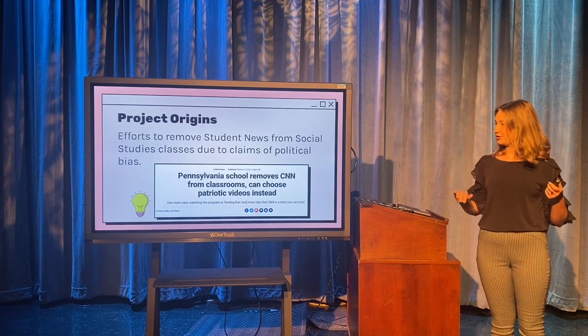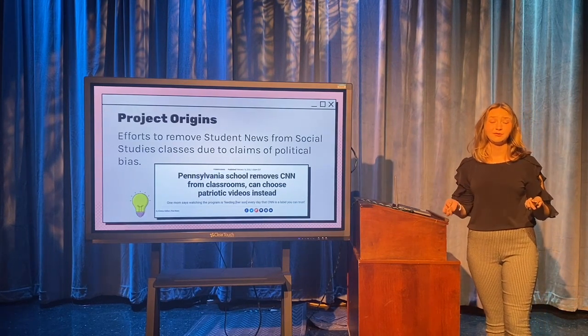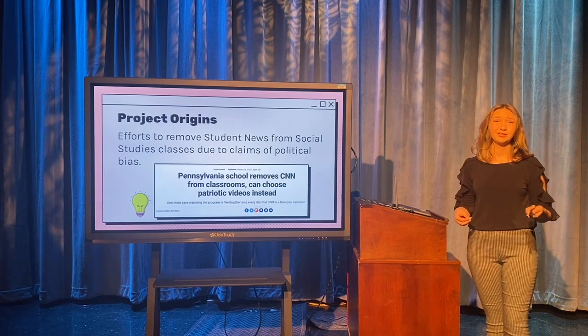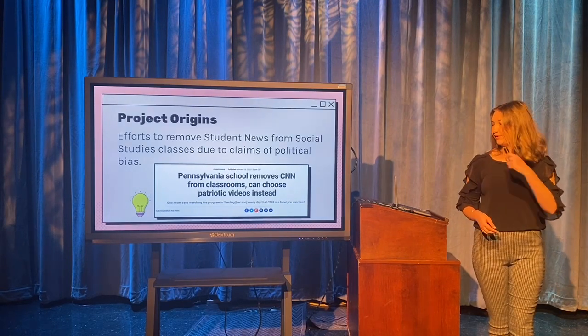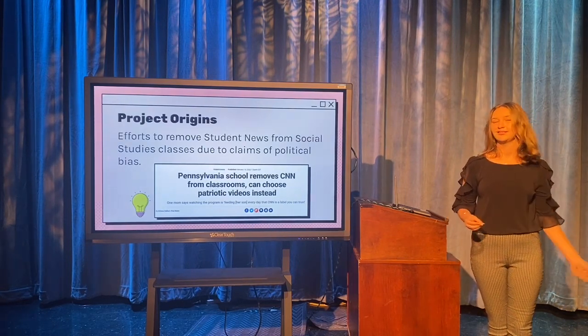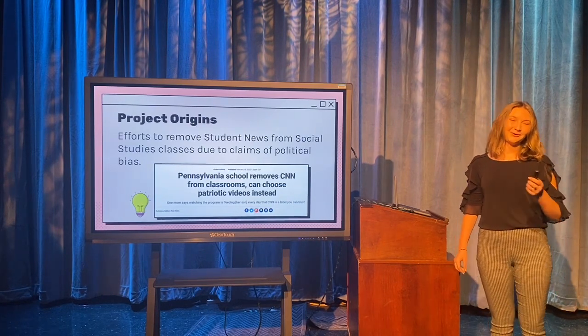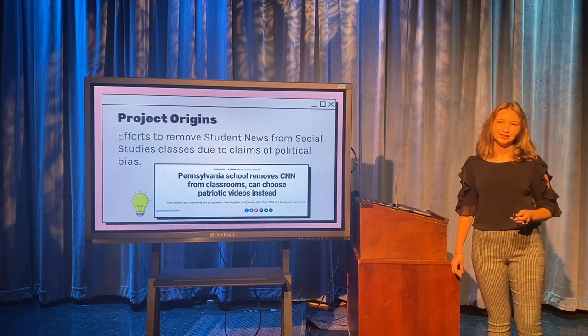There is pretty much constant debate over whether showing news to kids is showing them a form of bias, and whether it's giving them biased information and indoctrinating them into their parents' viewpoints. And just recently, this is last year, a Pennsylvania school removed CNN entirely, and this is not an isolated incident. I think this is stupid. So I wanted to figure out a way not only to fix it, but also so that I could tell people that they were wrong.